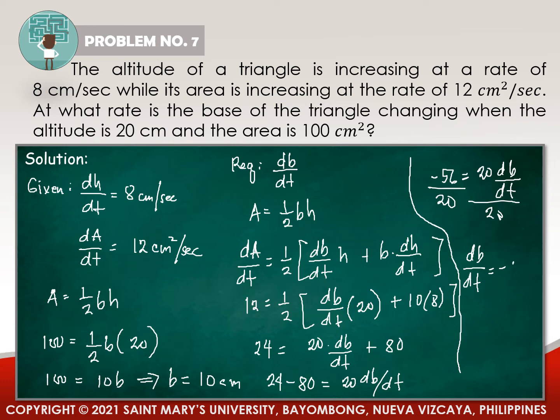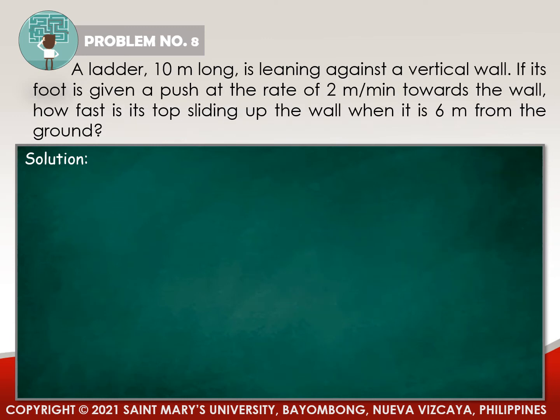So negative 2.8 centimeters per second. So, ayan, ito ang answer natin. So, negative 2.8 centimeters per second. Meaning to say, the base of the triangle is decreasing at the rate of 2.8 centimeters per second. Okay, we have the next problem.